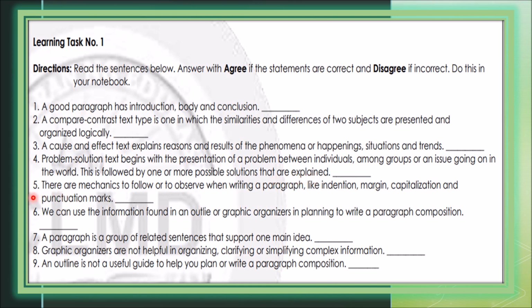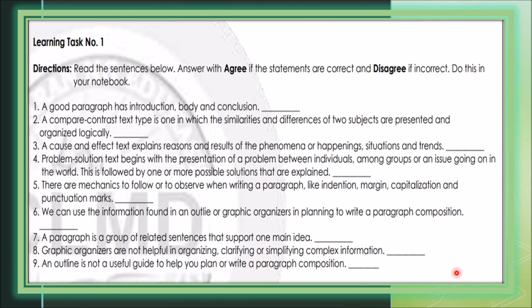And number 5, there are mechanics to follow or to observe when writing a paragraph, like indentation, margin, capitalization, and punctuation marks. Number 6, we can use the information found in an outline or graphic organizers in planning to write a paragraph composition, which is correct. Number 7, a paragraph is a group of related sentences that support one main idea. Then number 8, graphic organizers are not helpful in organizing, clarifying, or simplifying complex information. And number 9, an outline is not a useful guide to help you plan or write a paragraph composition.